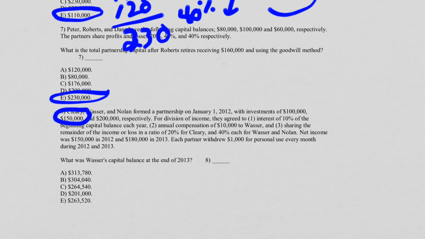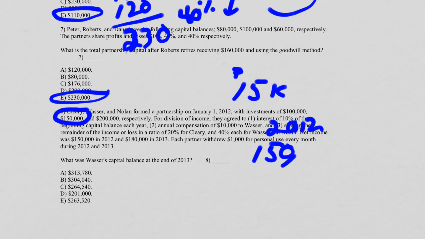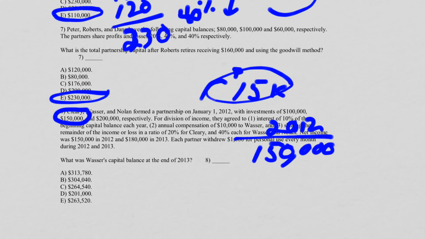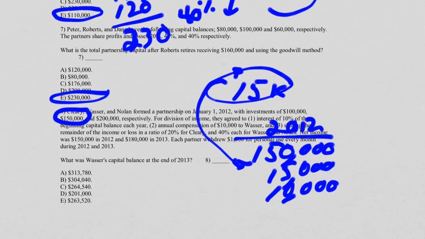So let's go. Here we go. Hold your horses. In 2012, Wasser's share of income for interest on his capital account would have been $15K. Let's do a T account of his capital account. Shall we? That makes it maybe easier. So that's the beginning of 2012. He had 150. He is credited with $15K, the 10%, for his share of capital account. Oh yeah, Wasser also gets the $10,000 compensation, so he gets that added to his capital account.